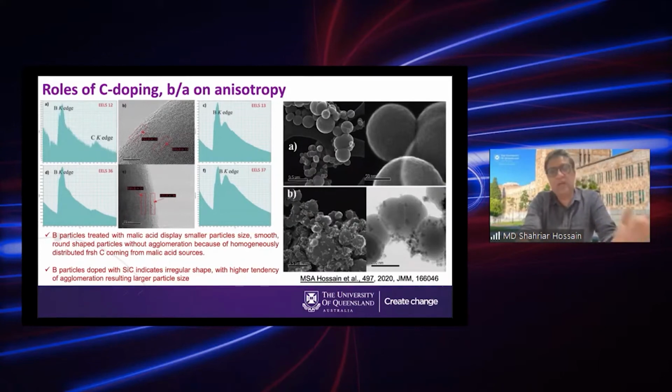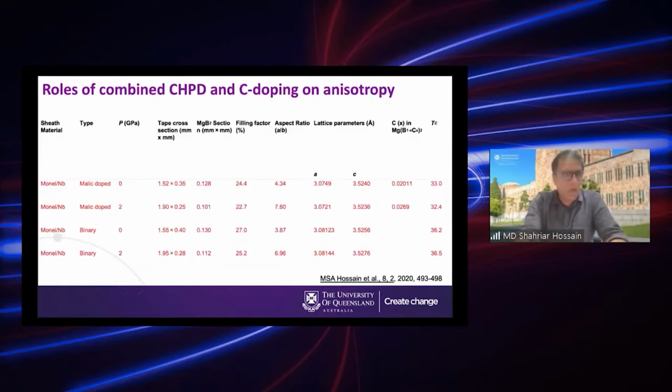In that chemical solution route, from the decomposition of malic acid, we can coat the carbon onto the boron. This is very important, because that fresh carbon goes there, as proposed by the dual reaction model by Professor Dou. This is very good evidence of how the fresh carbon goes into the lattice, and that breaks the random anisotropy.